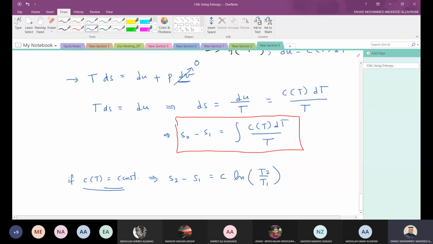Next class we'll continue. We'll talk about the change in entropy for ideal gas, for variable specific heat and constant specific heat, and then we'll talk also about internally reversible processes of closed systems, and so on.